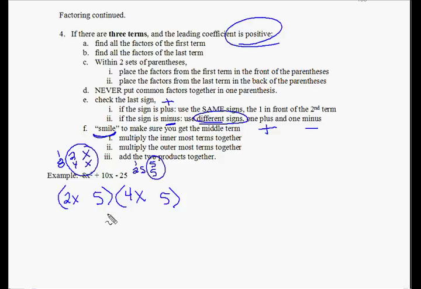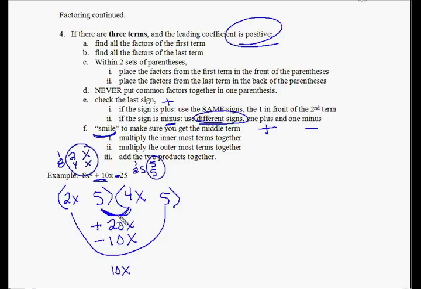Now if I want this to be correct, I have to smile and make sure it works. That's a 20x, that's a 10x, and that looks like it's a 30x. But this is where I go back and look at that last sign. If that last sign is subtracted, then these signs need to be different. And I need to have a positive 10 when I'm done. So if I add 20 and subtract 10, I will have a positive 10 when I'm done adding.